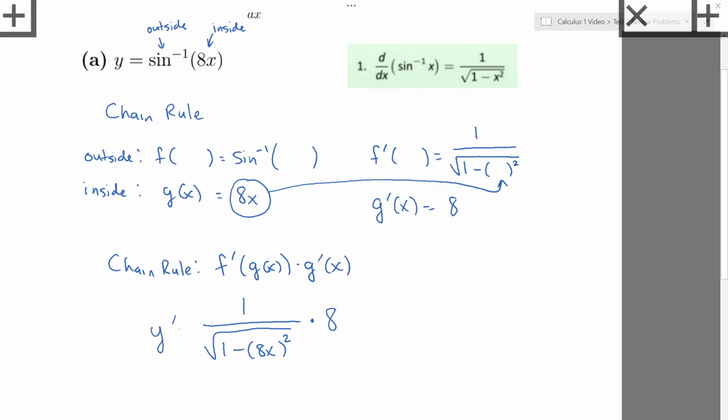Okay, so this is the derivative, and if I want to clean it up, multiplying by 8 puts it into the numerator, and square root 1 minus, and then I can square everything here. So 8 squared is 64, and then I get 8x squared. Okay, so that's the derivative.